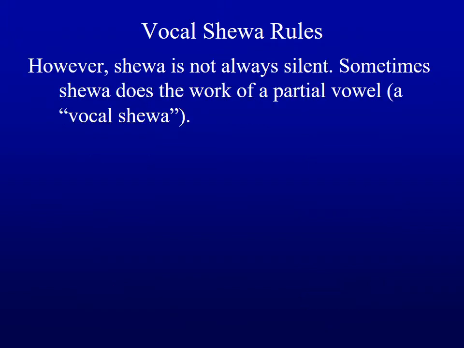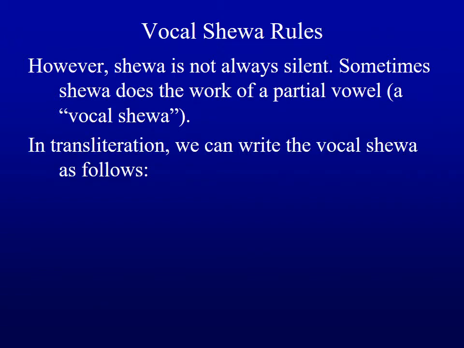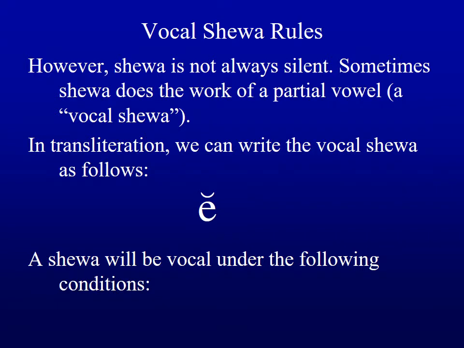But schwas are not always silent. Sometimes a schwa does the work of a partial or a muttered vowel. We call this a vocal schwa. In transliteration, we write the vocal schwa as follows, an E with a little mark over it. Now a schwa will be vocal under the following conditions.